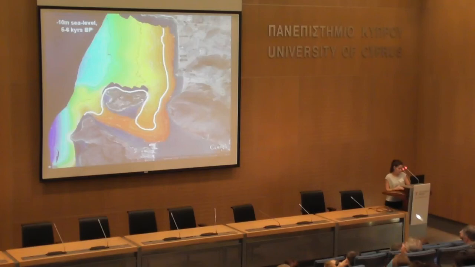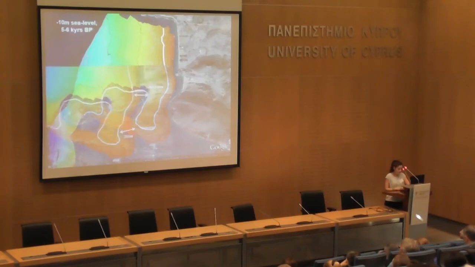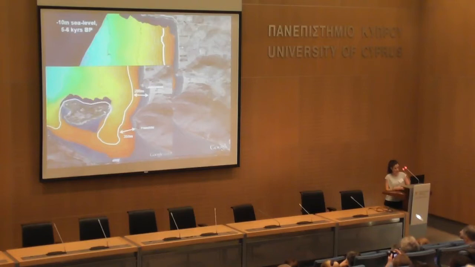If we draw the paleoshore line at that depth, at minus 10 meters, a coastal area, you see the paleoshore line, it is the white line, a coastal area is now submerged, and this is not very far from the Frachty Cave. It is at about 350 meters. And 250 meters from the Lambayana beach, which is another site with very interesting findings.